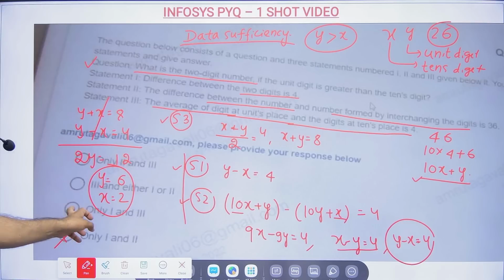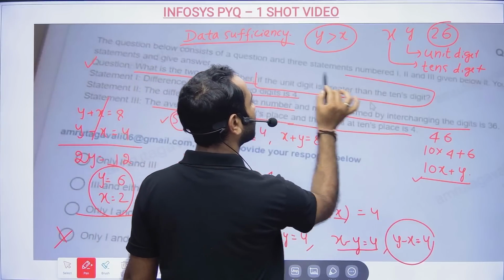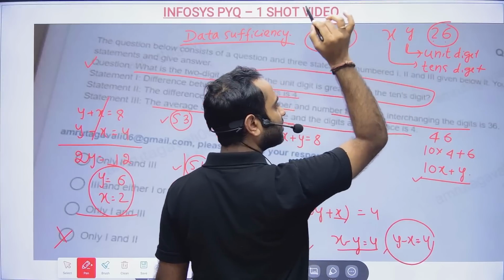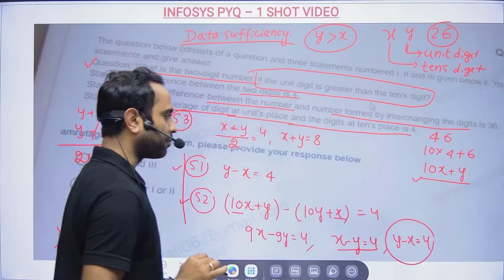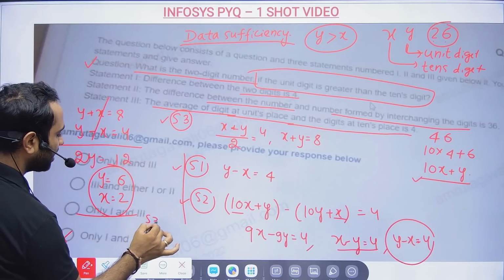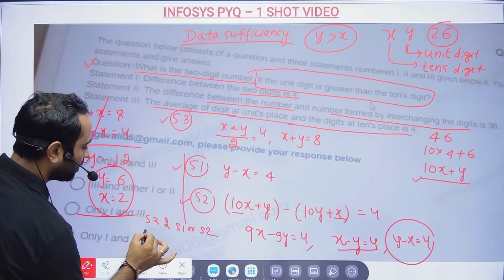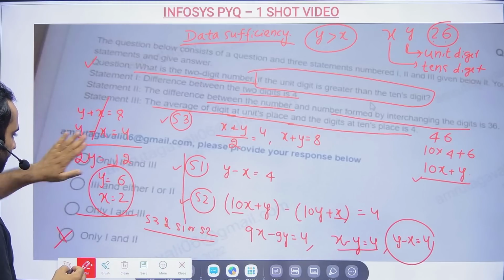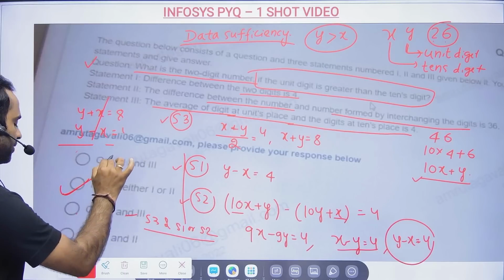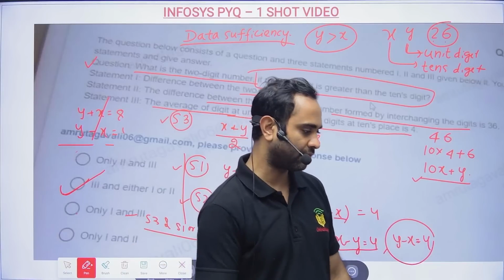So here 26, and you see the unit digit is greater than the tenth digit. The unit digit is 6, that is greater than the tenth digit, that is 2. The difference between the digits is 4. So friends, what I did, I took statement 3 and any one of the others, and I am able to get the answer. So basically, if I remove this, then statement 3 and either 1 or 2, option B will become the correct answer for this particular problem. Clear?